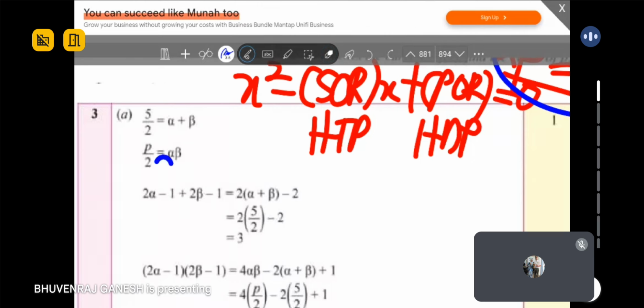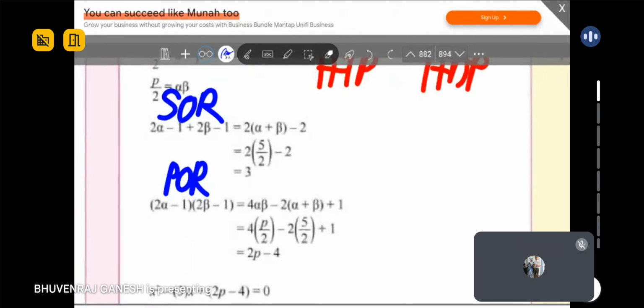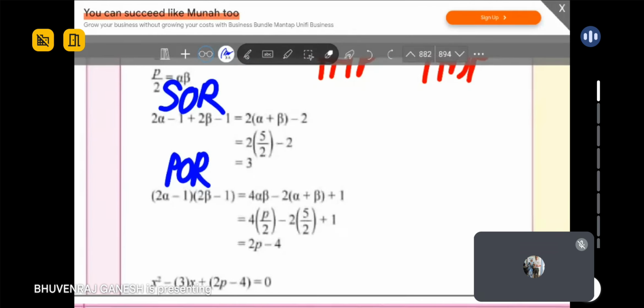Okay, then you do 2 alpha minus 1 times 2 beta minus 1. Okay, this one is SOR, this one is POR. Alright, so then same concept. Okay, you try to factorize out the two. Okay, faktorkan 2 keluar selepas buat pengembangan kuadratik after your quadratic expansion. Okay, then you just substitute all the value, gantikan semua nilai, and then form the equation.